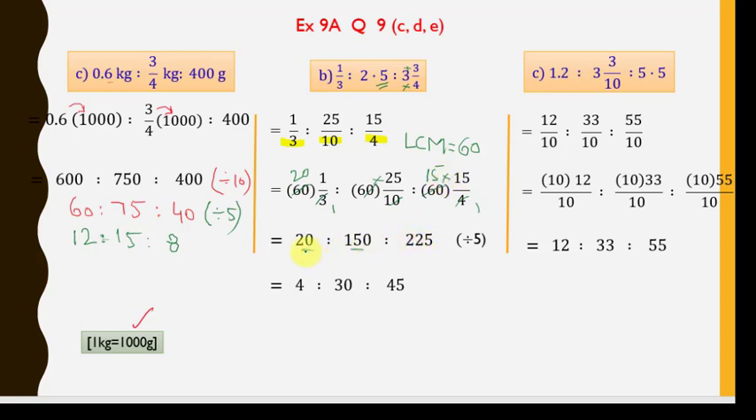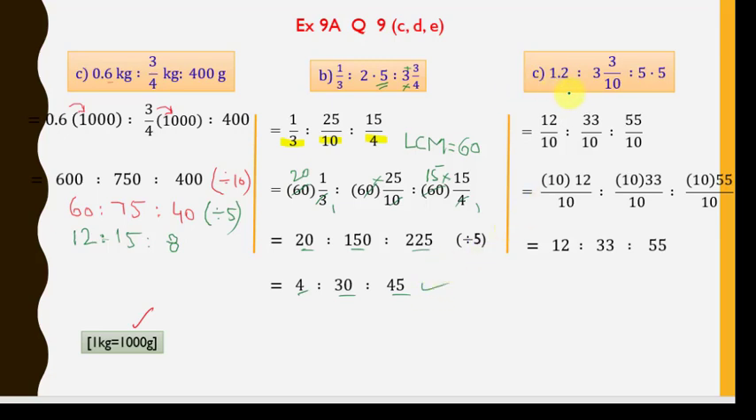Now we will divide all these 3 terms, all these 3 values by 5. So 20 by 5 we have 4, 150 by 5 we have 30, 220 by 5 we have 45. That is the answer of part B.